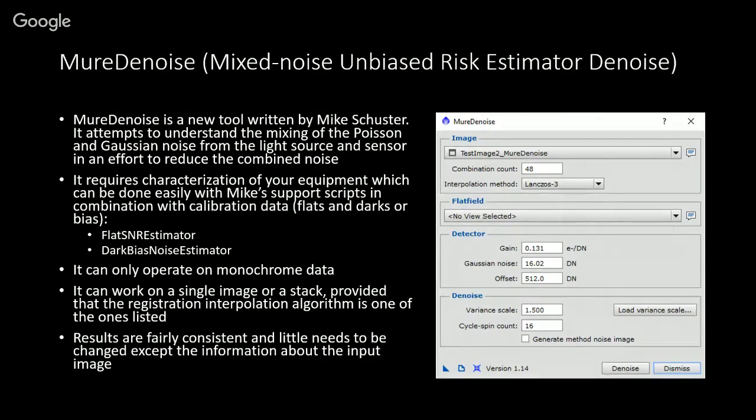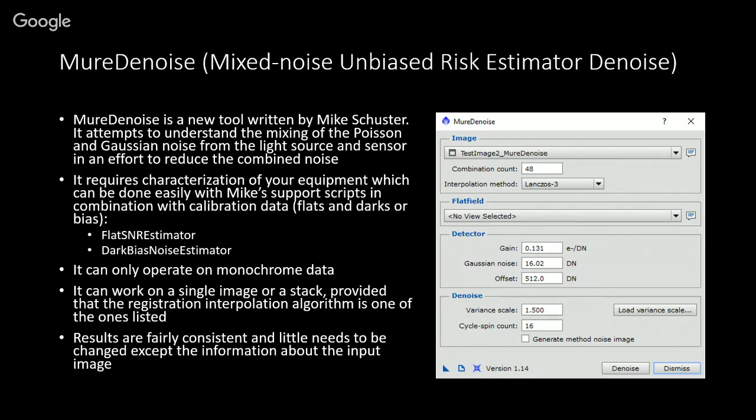Mirror denoise. This is a very, very new one. It's in script form at the moment, written by Mike Schuster. This one attempts to understand the mixing of the Poisson noise and Gaussian noise from the light source and sensors, respectively, and essentially makes a risk estimate to determine how it's going to do the actual noise reduction.